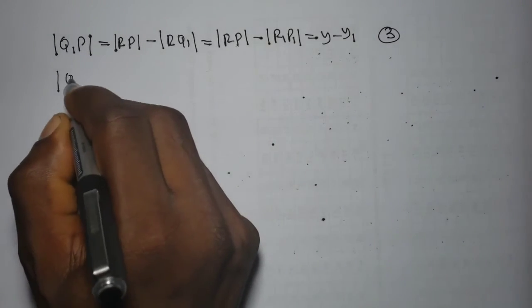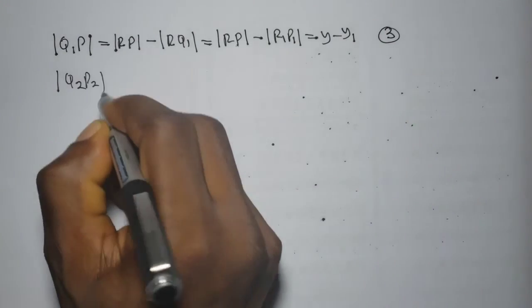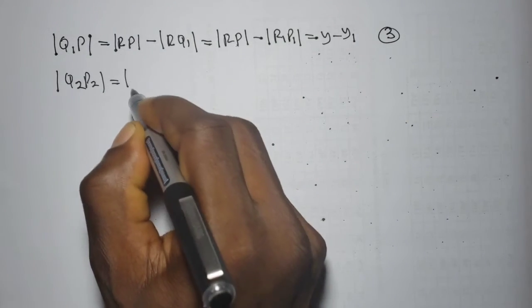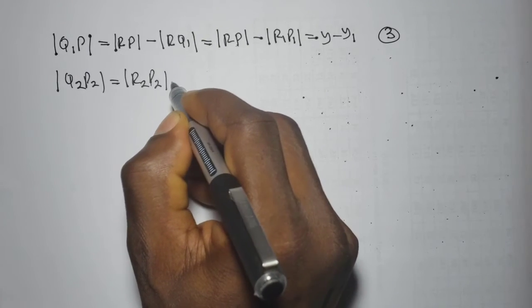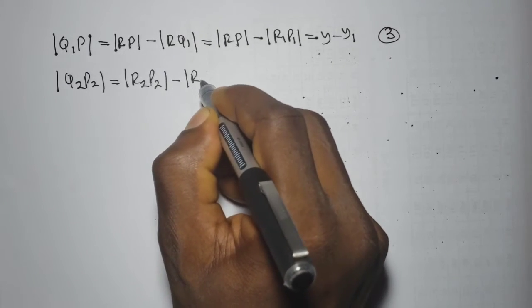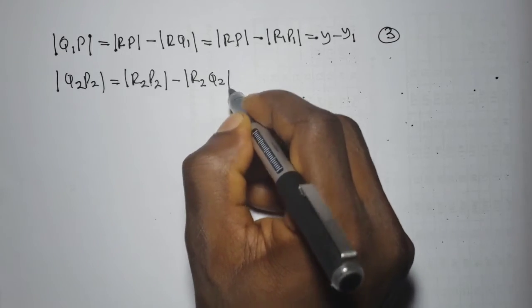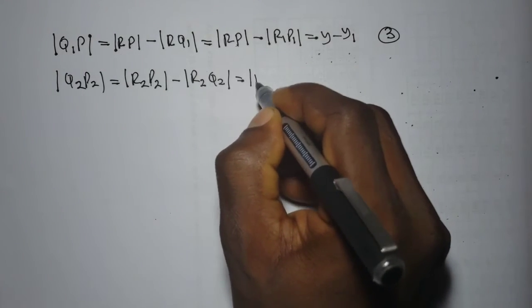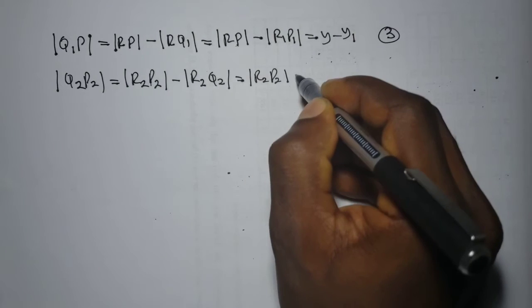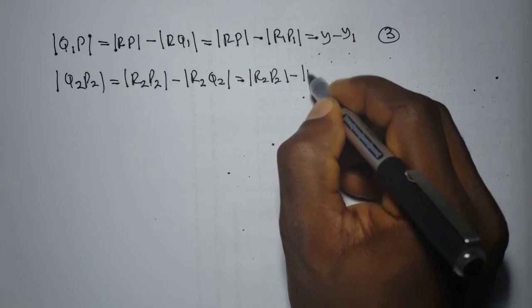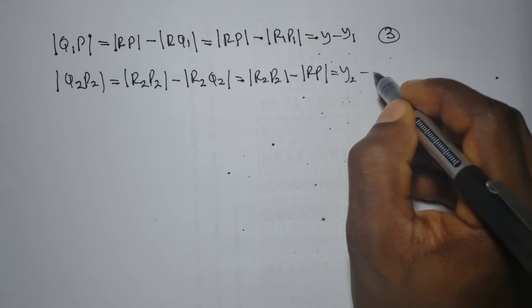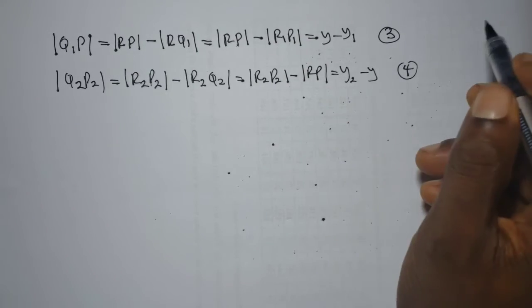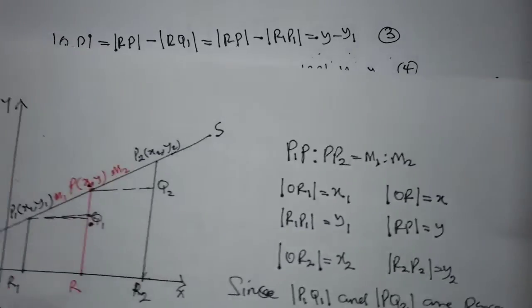Lastly, line Q2P2 is equal to line R2P2 minus line R2Q2, equal to line R2P2 minus line RP. That gives us Y2 minus Y. I call it equation 4. Now let's look at it together once again.